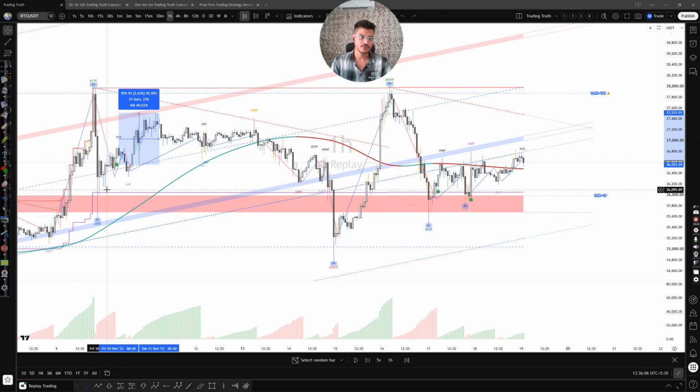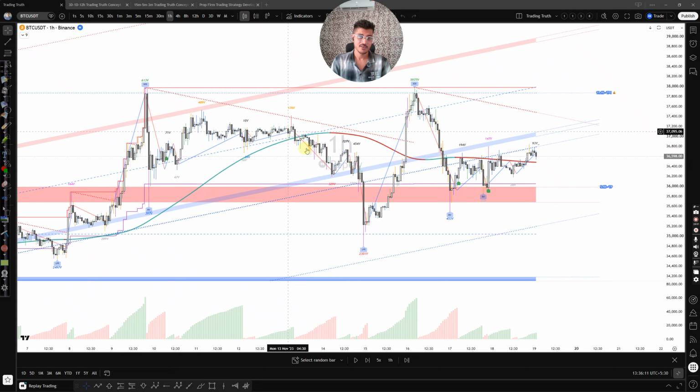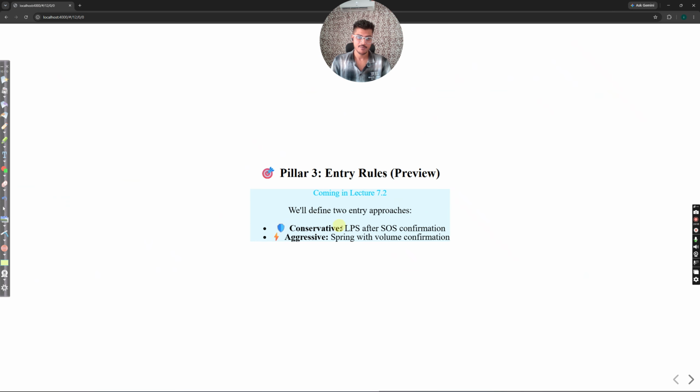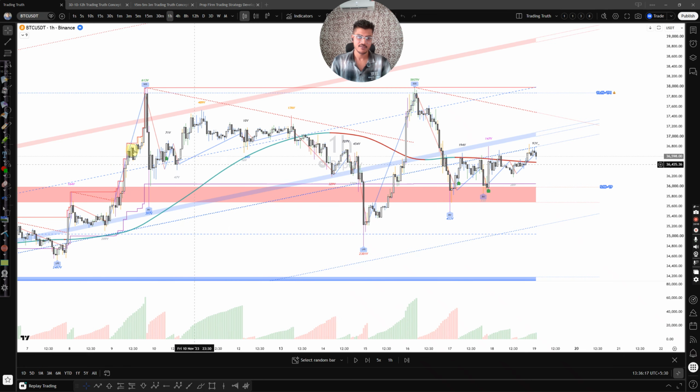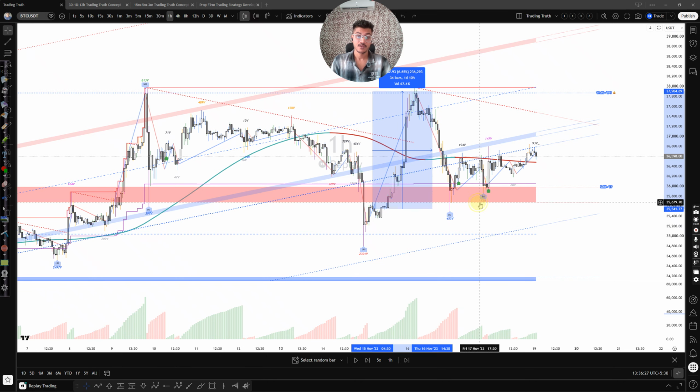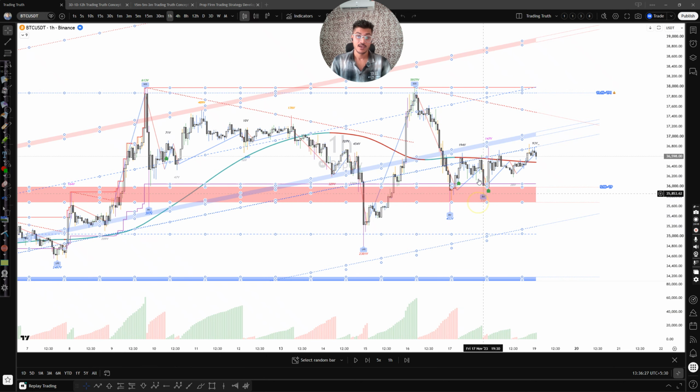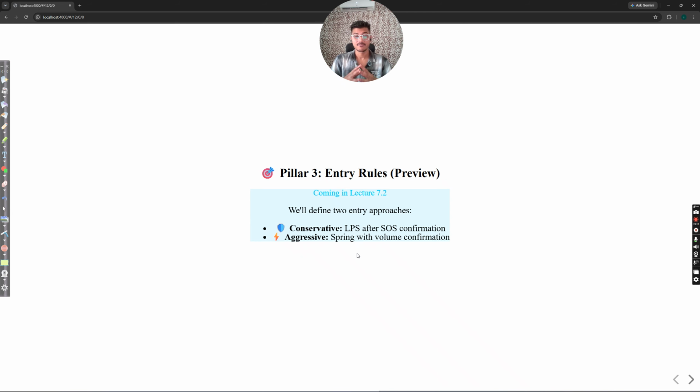Then the market comes down from this resistance, and then it makes an LPS. You see this LPS after sign of strength confirmation. So you would also take this trade, and you see it gives us a really good risk to reward ratio. And then another backing up action like that. So that's your conservative entry.